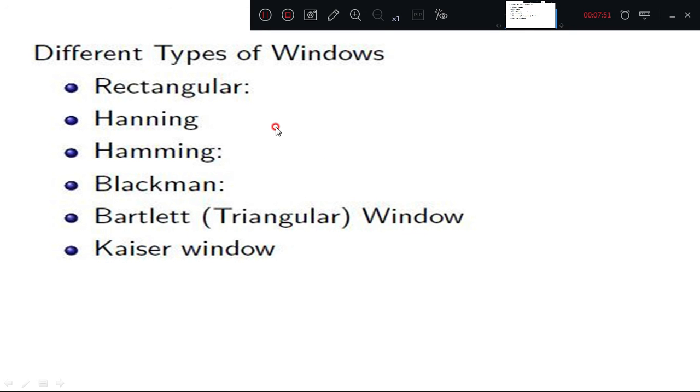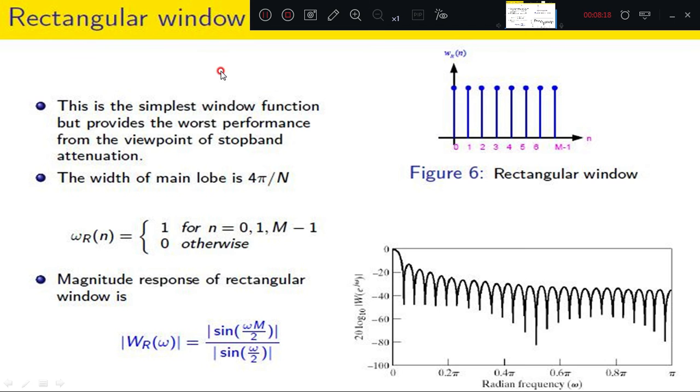And now here we'll discuss the different types of windows. Even though here we have 6 types of windows, in our syllabus we have 4 types: the rectangular window, Hamming window, Bartlett, and the Kaiser window. So we'll discuss them one by one here. The rectangular window is the simplest and most widely used window function in designing the FIR filter, because of its simple definition as well as its impulse response, right?